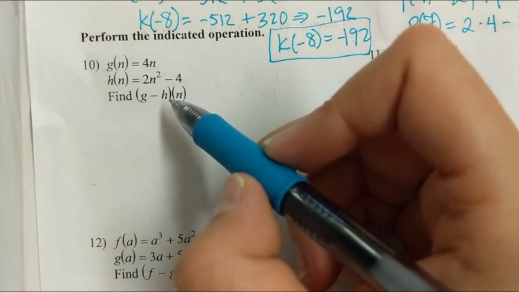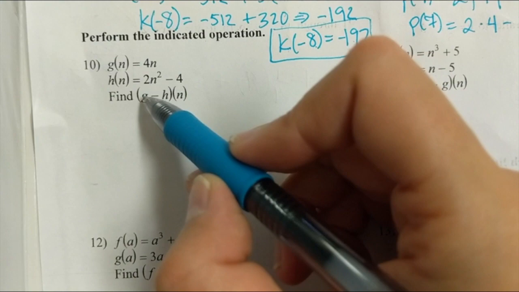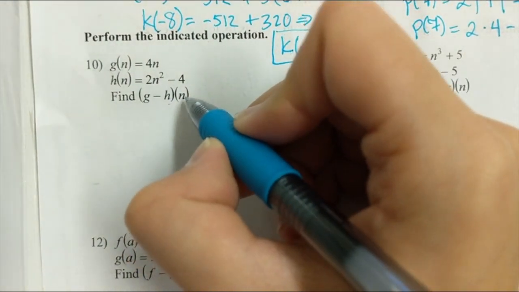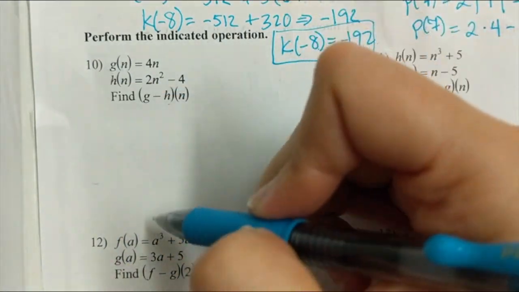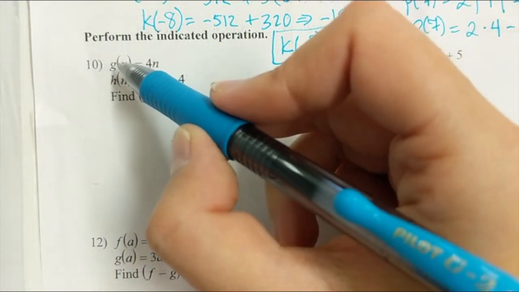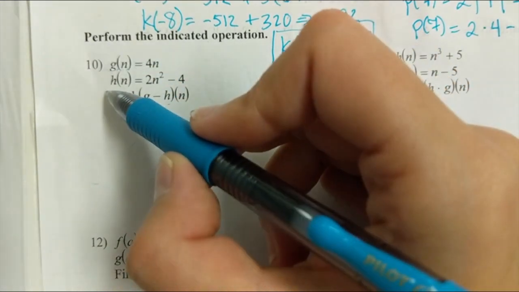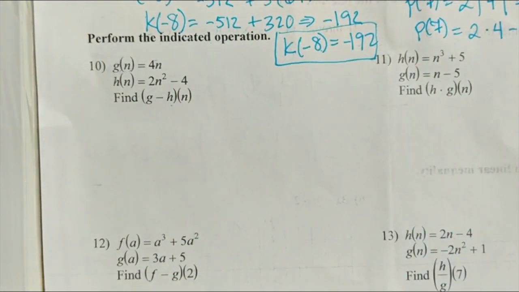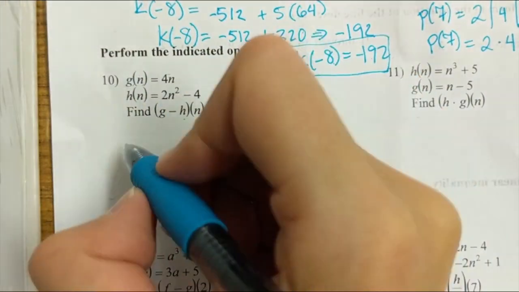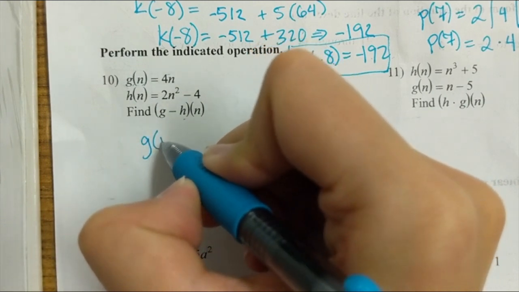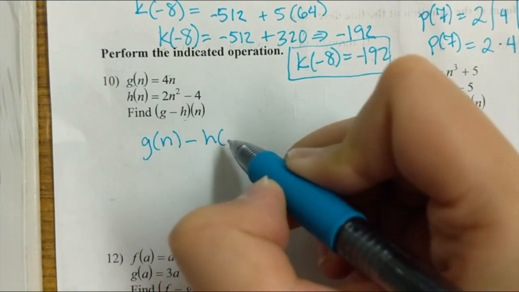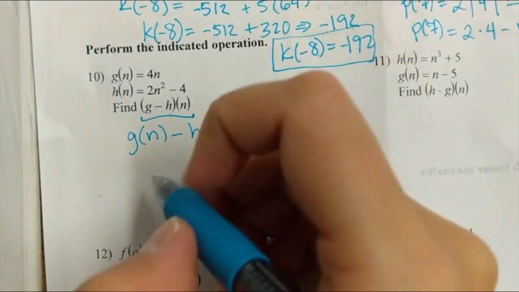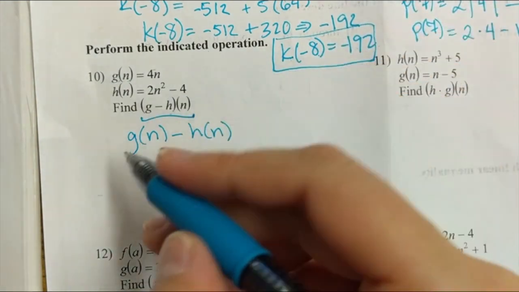All right, so g minus h of n. This does not mean g minus h and then times everything by n. This is of n, meaning whatever variable you have left will be n. Both g and h are functions of n, and when you subtract the two, it will be a function of n still. So, g of n minus h of n. That's the same thing as this, same notation. Sorry, a different way of writing it, but using notation as well.